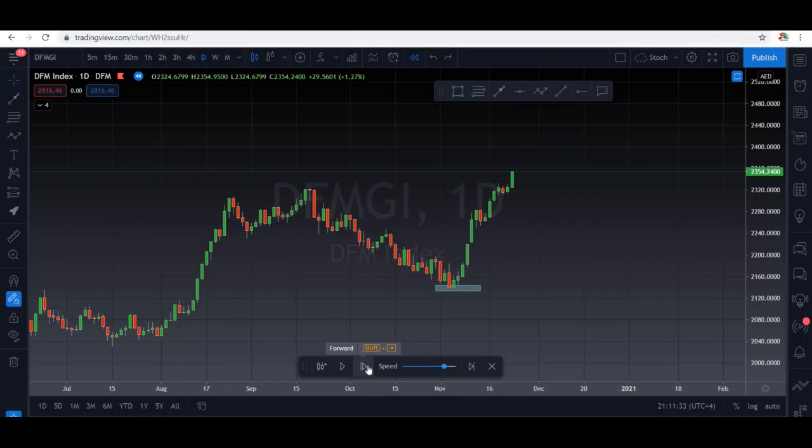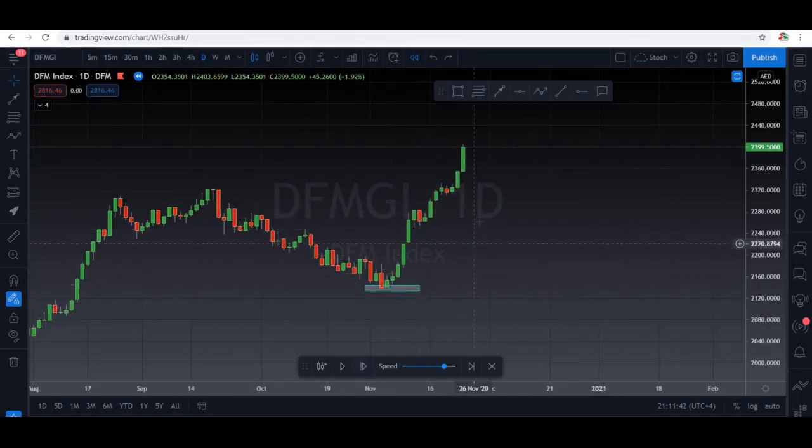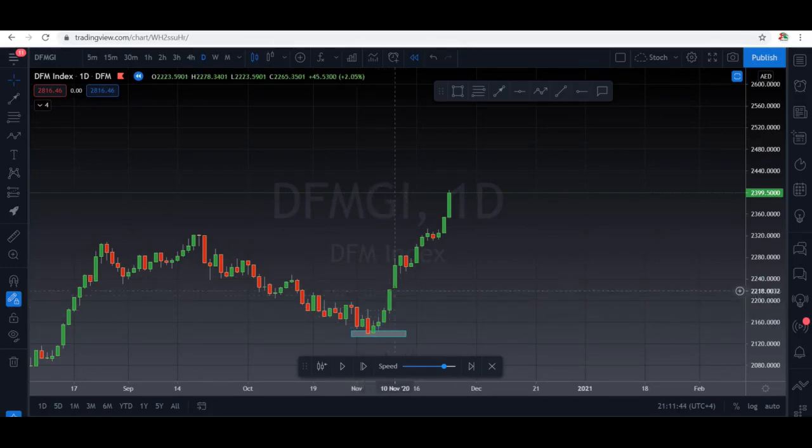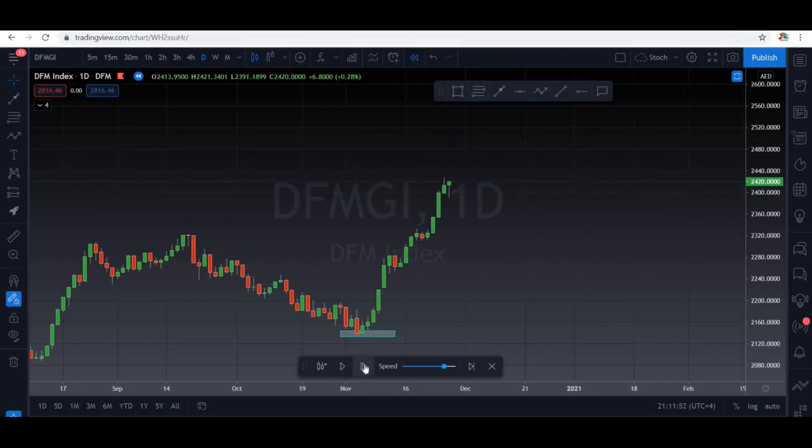Fantastic. It's a clear uptrend. Push, correction, and push again. We continue. Wonderful. This is the power of an uptrend. When a stock or a market is in an uptrend, it breaks all the resistance. We continue playing. Yes, the market is in a push phase.